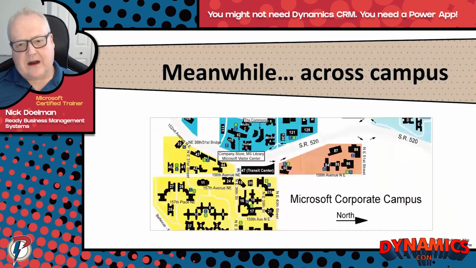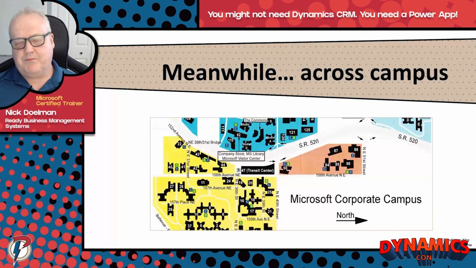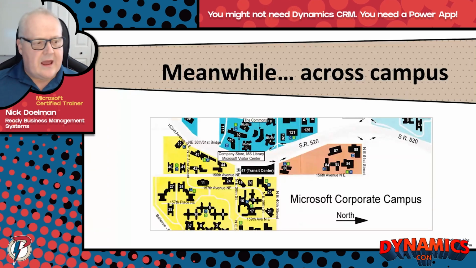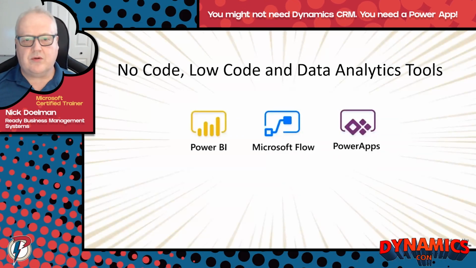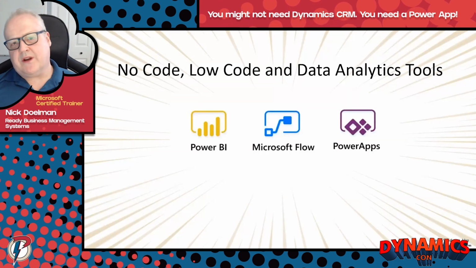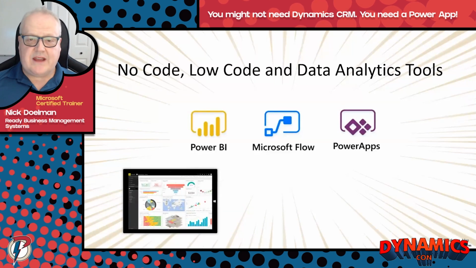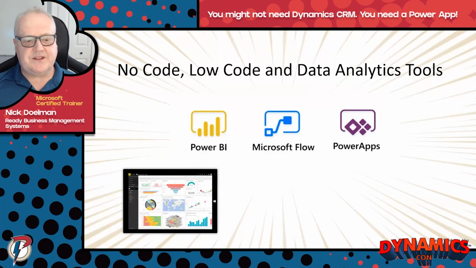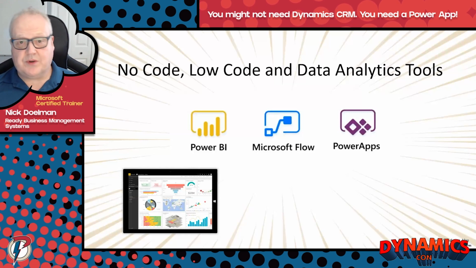But what happened at Microsoft, on the other side of campus, there was a completely different group building some new technology. And they were following this new trend called the no-code, low-code movement, where you're beginning to build applications. And also another group was working on some data analytic tools. And these are the things that came out from that. So something such as Power BI, where you could take in data from a bunch of different sources and you would begin to build dashboards, reports, and all sorts of different data analytic tools to present your data.